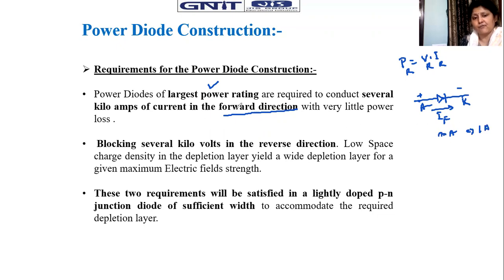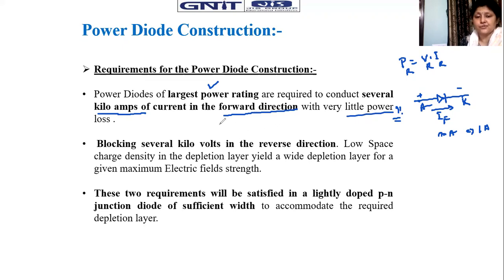But here, the forward directional current, what is the range I have mentioned? That is quite in kiloamps, kiloamps of current, and it flows in the forward direction with a very little power loss. Now, how will this low loss of power be achieved? It is done through a certain layer, and then we will get a lesser amount of power loss, right?